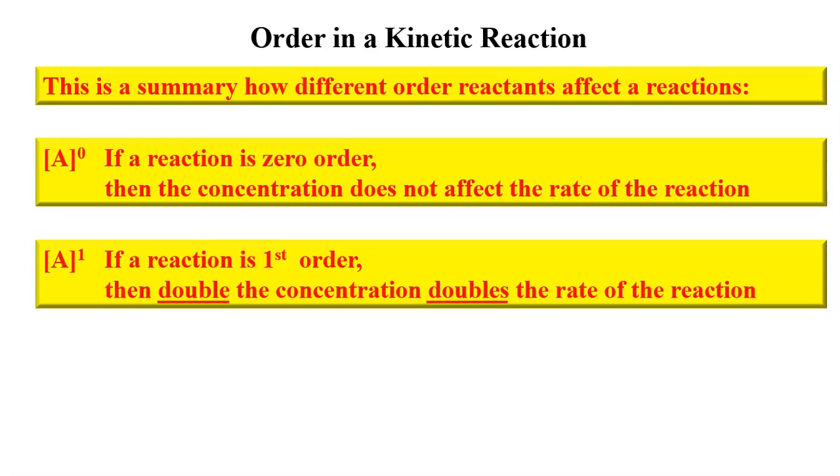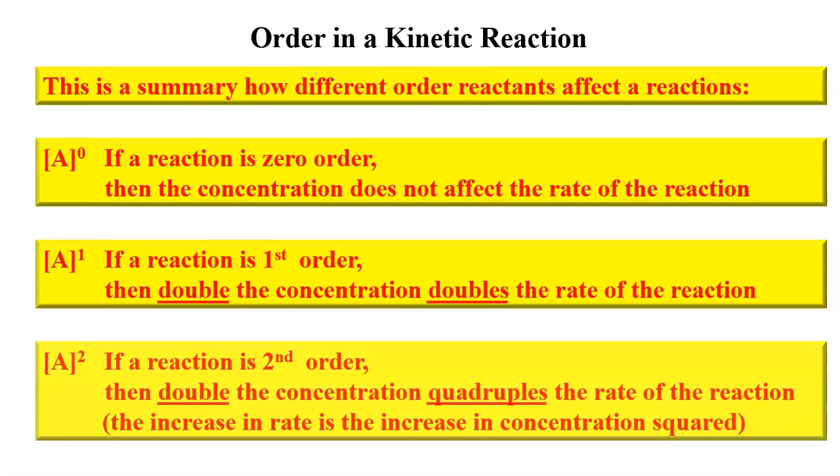If it's A to the first power, if the reaction is first order, then doubling the concentration doubles the rate of the reaction. If you tripled the concentration, you would triple the rate of the reaction. It's a straight up direct relationship. You multiply the concentration by 10 times, it's going to make the reaction 10 times faster. So it's a straight relationship in that sense. And if you have a second order reactant, A squared, then doubling the concentration quadruples the rate of the reaction. So the increase in rate is the increase in concentration squared.